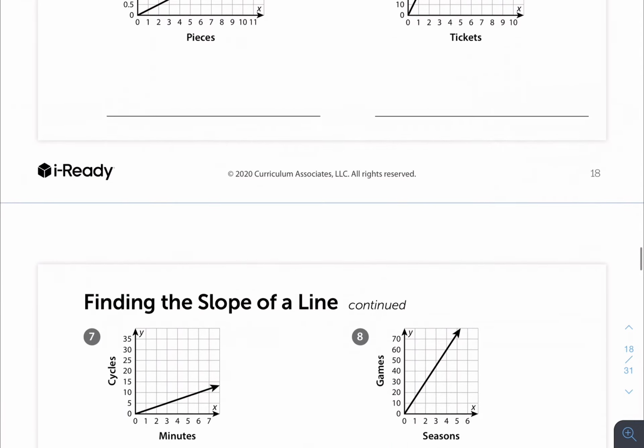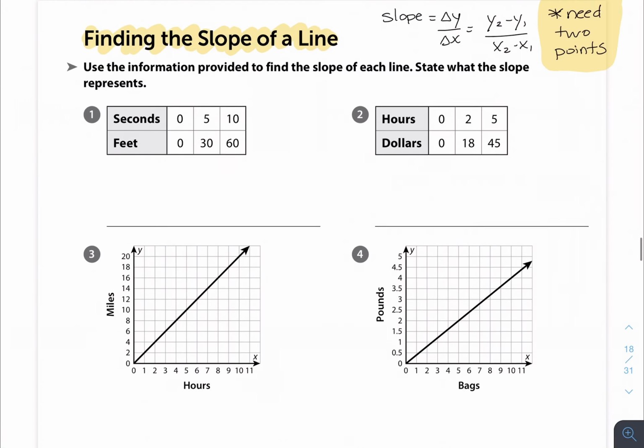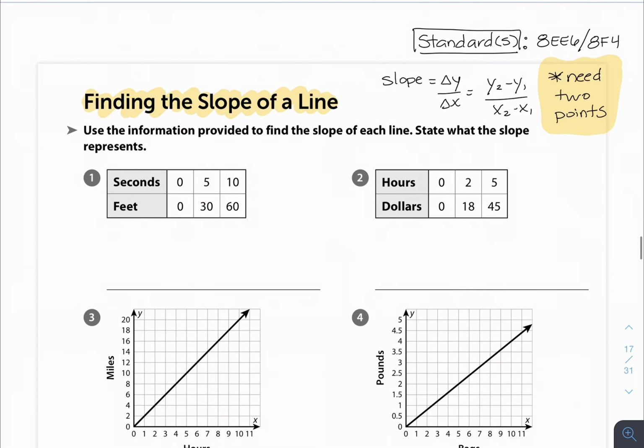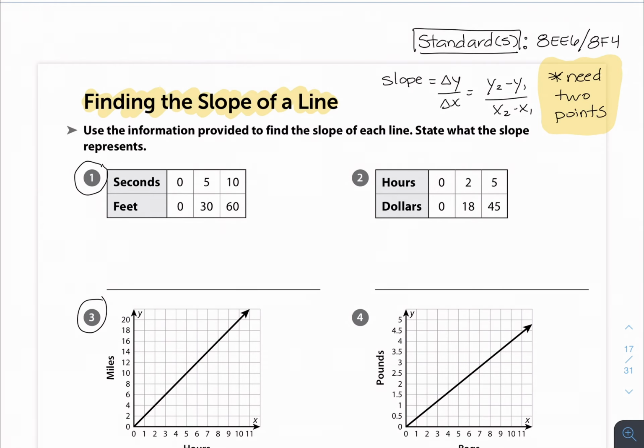Alright, so this is page 18 and 19 in your iReady at home study packets. And I'm going to do the first question and the third question for you completely, and I'll start you off for everything else. Alright, so the directions say, use the information provided to find the slope of each line. State what the slope represents.